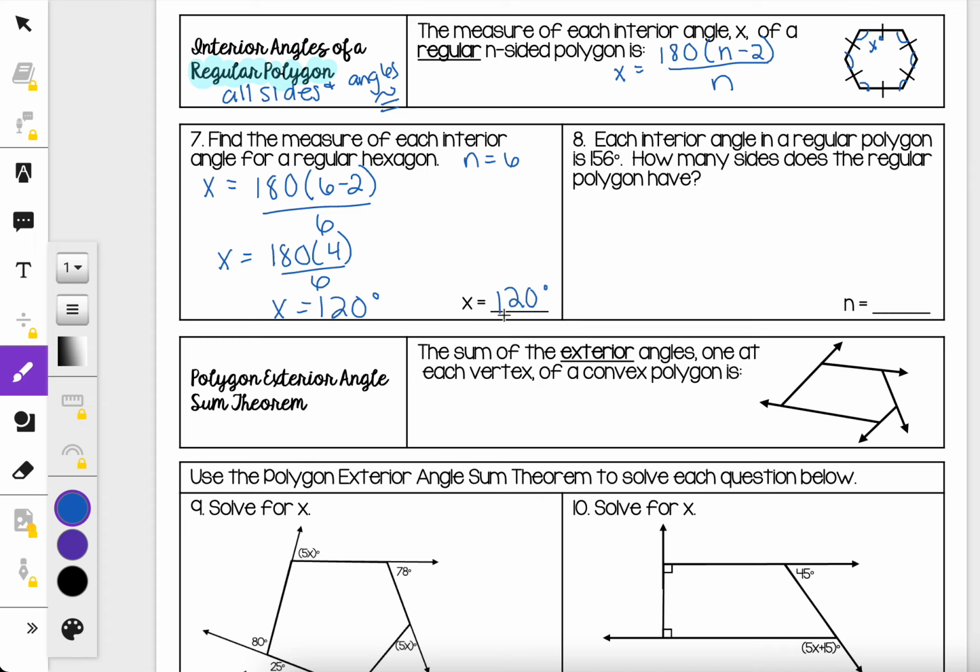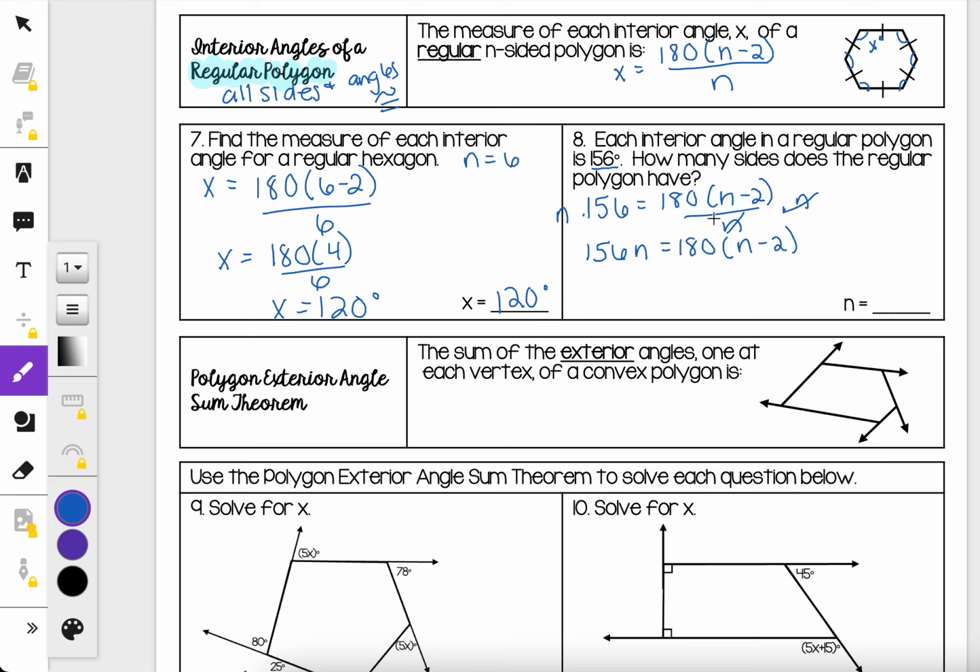Now number 8 says each interior angle in a regular polygon is 156 degrees. How many sides does the regular polygon have? So it's giving me each interior angle, and I want to solve for n here. So I have 156 equals 180 times n minus 2, divided by n. Anytime I have a variable in the denominator, we're going to want to multiply both sides by that variable. So I have 156n equals 180 times n minus 2.